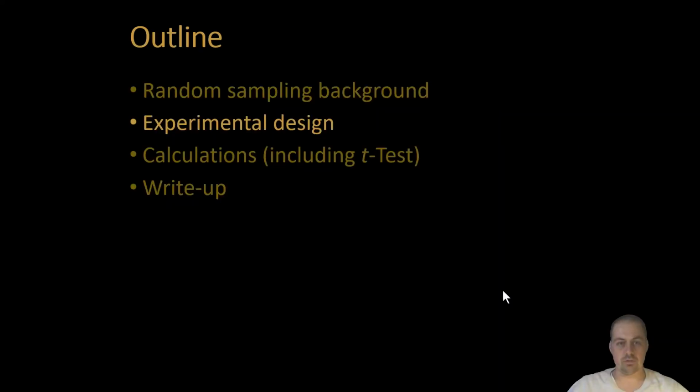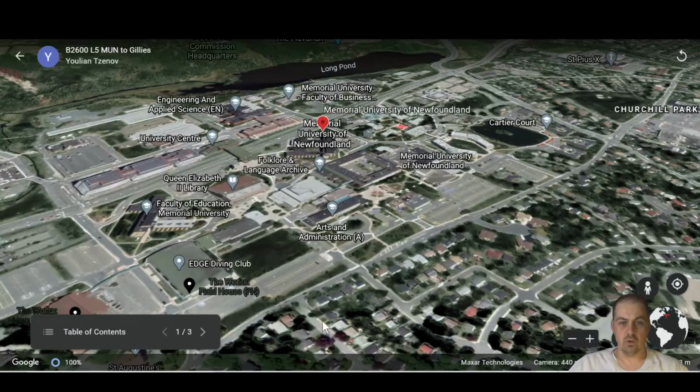So that covers the random sampling background. Next, we're going to move to the experimental design for this specific lab. So the first thing I'm going to do is show you where the site is.